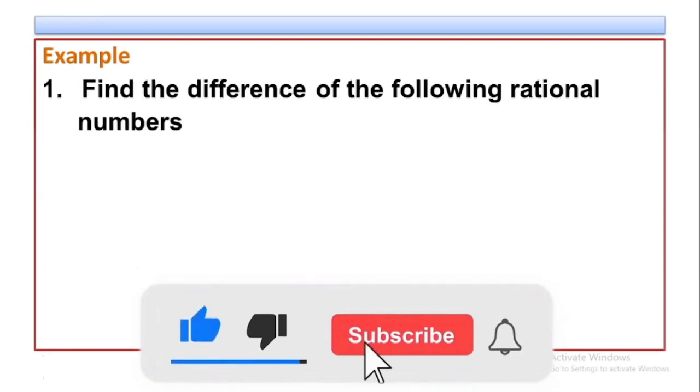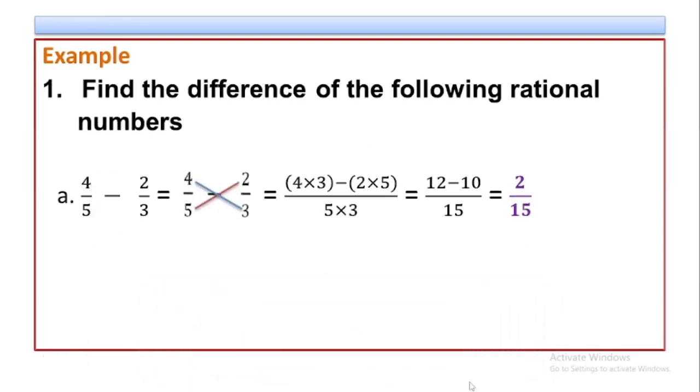Example: find the difference of the following rational numbers. Look, 4 over 5 minus 2 over 3. The two fractions have different denominators. So according to the rule, use the crisscross line and multiply 4 with 3, 2 with 5, and use the subtraction sign in between. Multiply the denominators as 5 times 3.